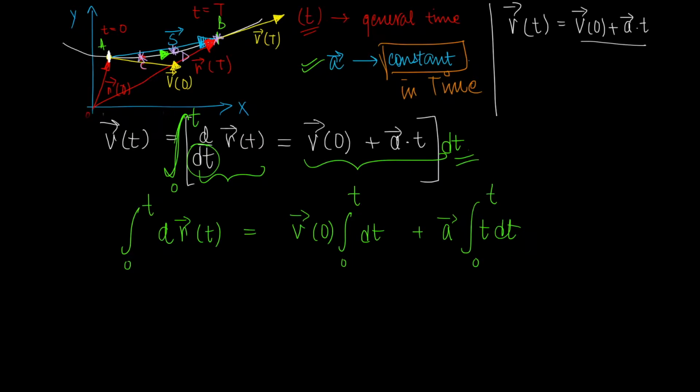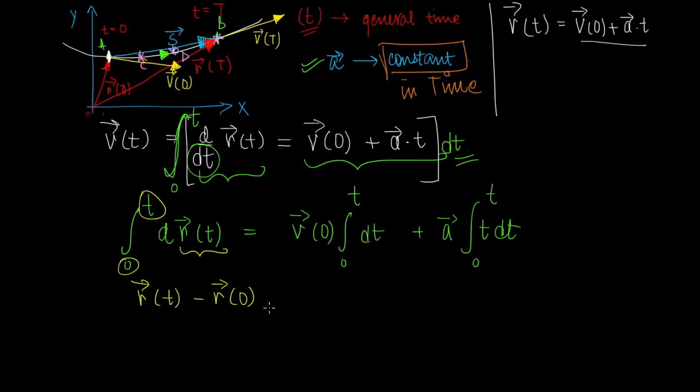What are we left with eventually? Well, let's go term by term. The first term is just the integral of the differential element of position vector. So there is no surprise that this would just be r of t minus r of 0. It's just this term here evaluated at the upper limit minus the lower limit.